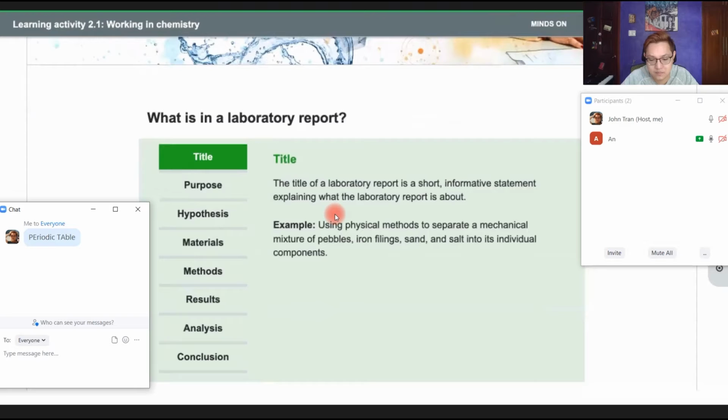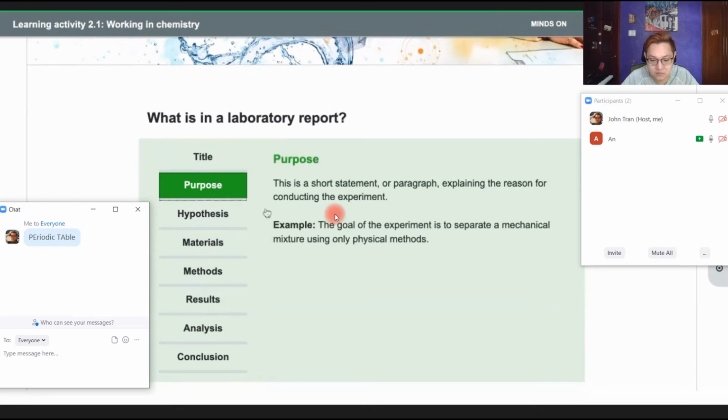What is a laboratory report? The title of a laboratory report is a short, informative statement explaining what the laboratory report is about. Purpose. This is a short statement or paragraph explaining the reason for conducting the experiment.